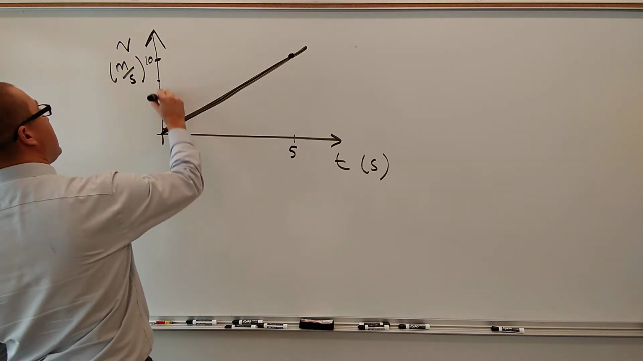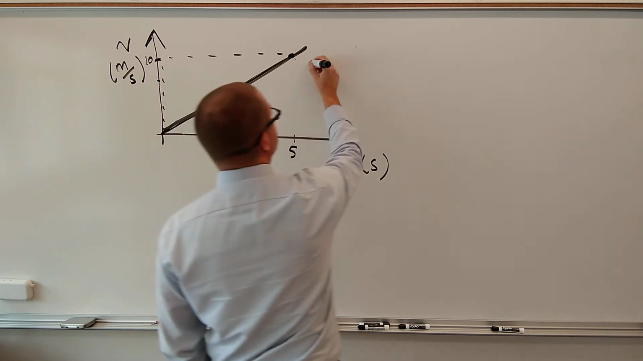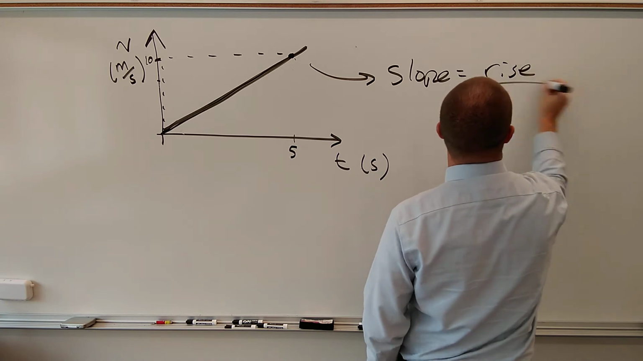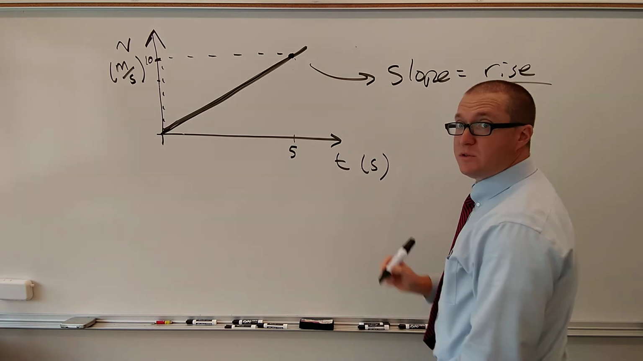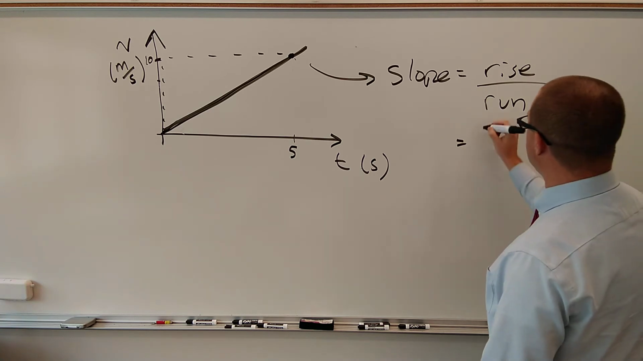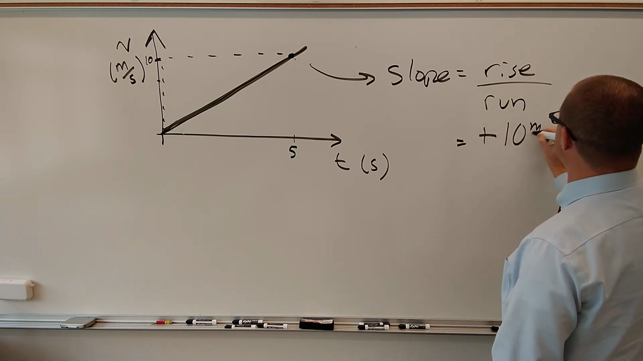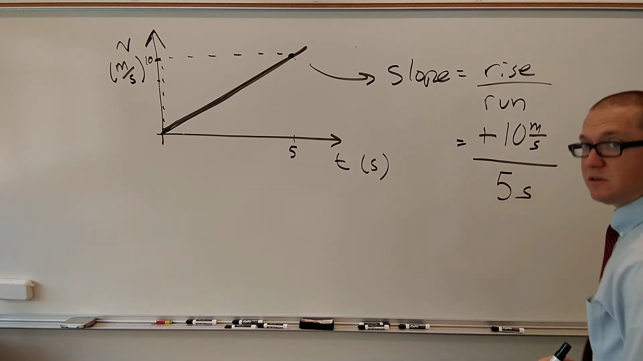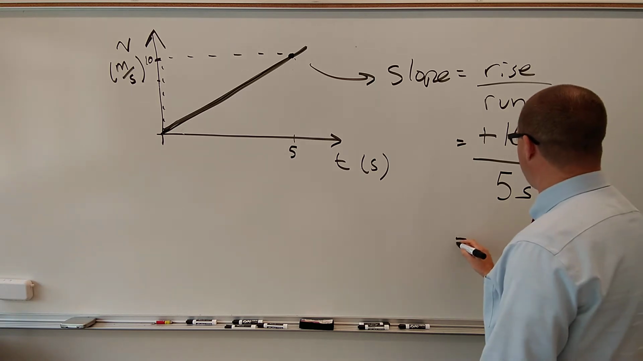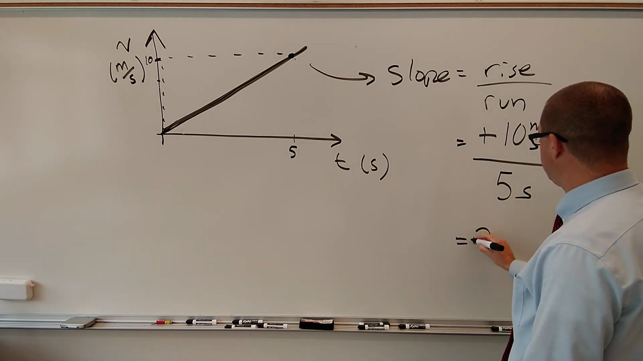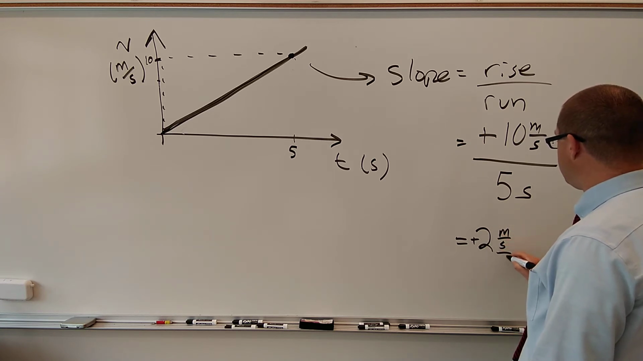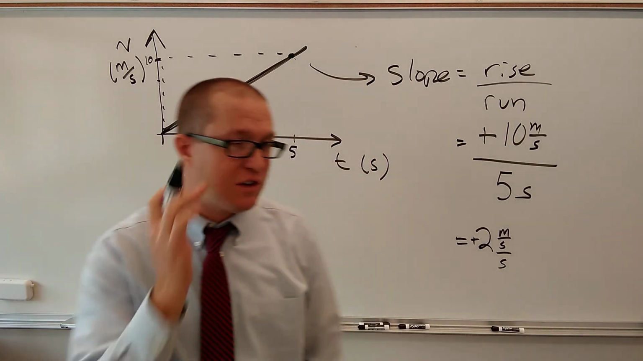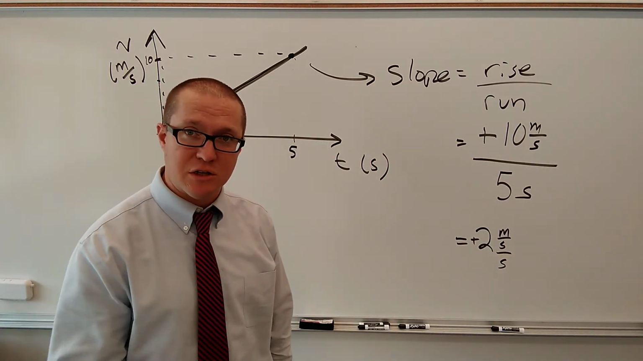So if I was to determine the rise over run, so slope equals rise over run, right? So rise over run of this would be a gain of plus 10 meters per second in a time of 5 seconds. So that gives us a slope of positive 2 meters per second each second. And that is acceleration. It's how much the velocity is changing by each second.